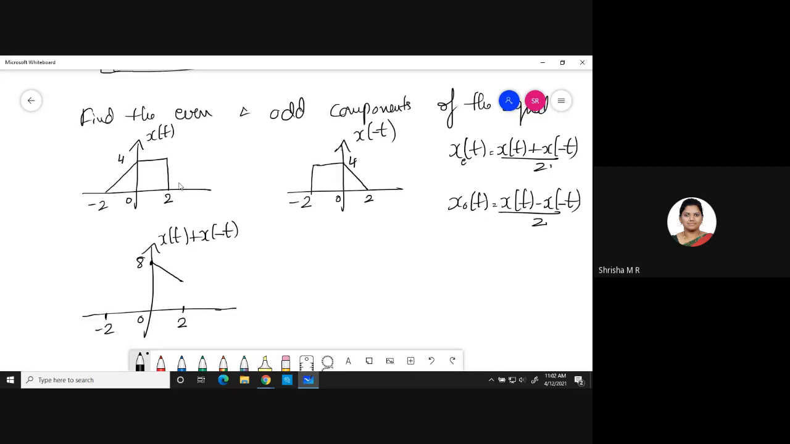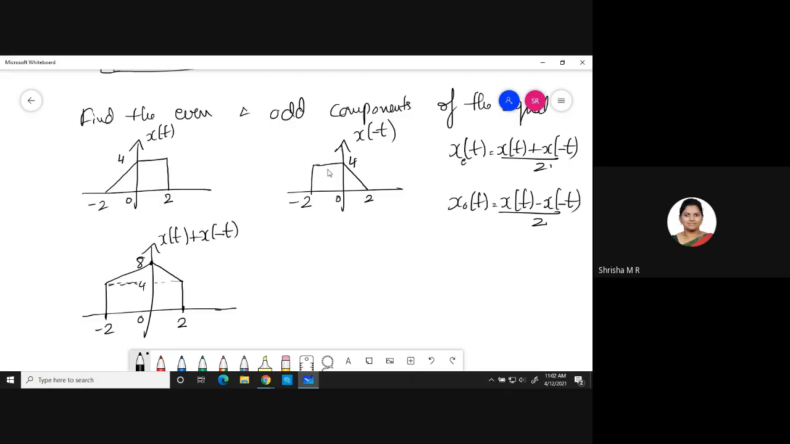Then how do we plot it? This is 4. Again, the signal will be like this. For the left side also it's the same. So at -2 you have 0 plus 4. So at -2 you'll have the amplitude at 4. It will reduce to 4 and it will come back to 0.